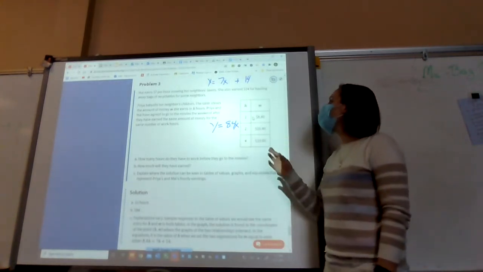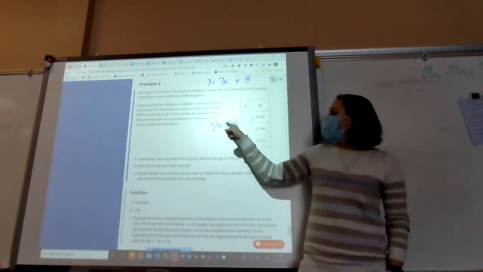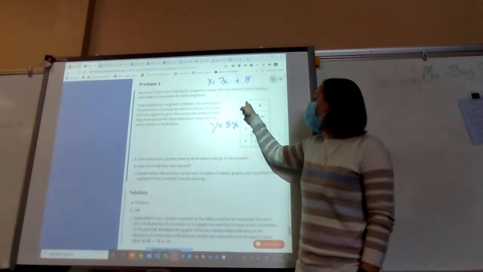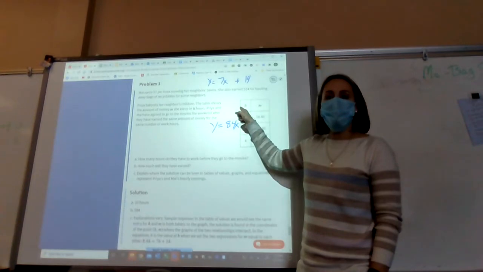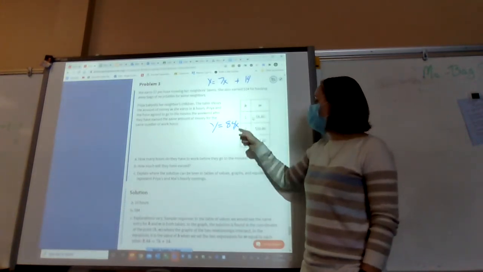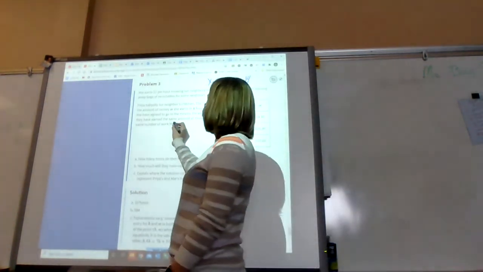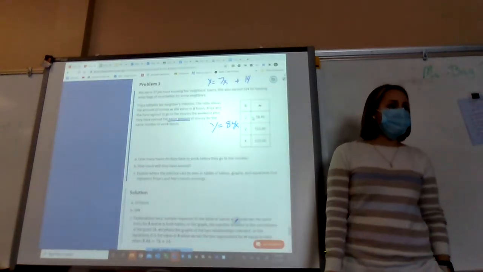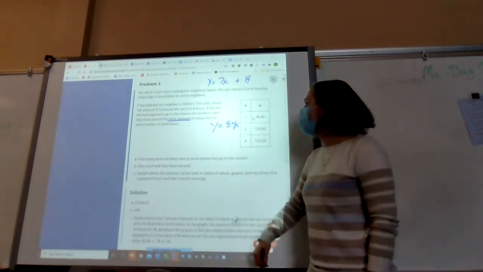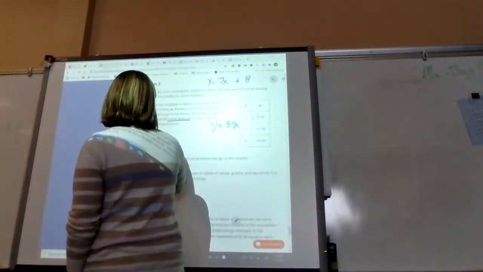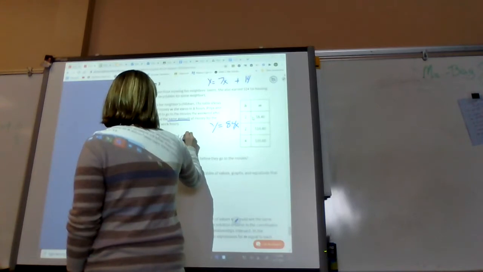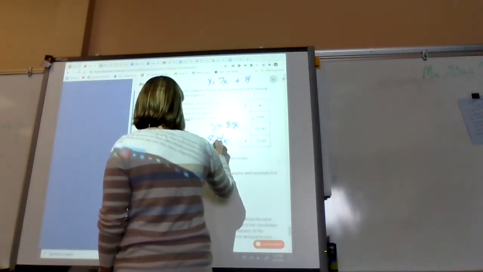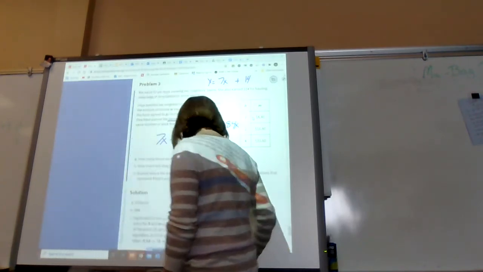Okay, so we want to know when the y is the same, correct? We want to know when they're going to have the same amount of money, right? So we want to know when the y's equal each other. So let's find out. When is it going to be that 7x plus 14 equals 8.4x? Same amount of money for the same amount of work hours.